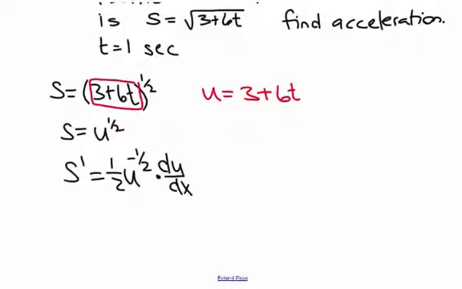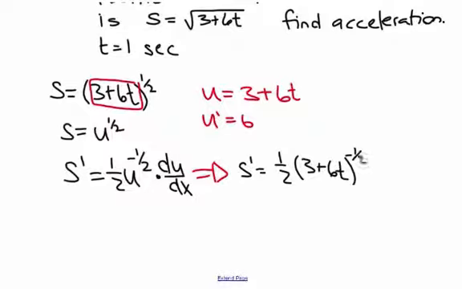And I'm going to rewrite my equation now with the u where the 3 plus 6t is. That gives me s equals u to the 1/2 power. Okay? Now take my derivative. The derivative of u to the 1/2 power is 1/2 u to the 1/2 minus 1, which is negative 1/2. So 1/2 u to the negative 1/2 times du/dt, and that's the chain rule part. We have to take the derivative of the u, and multiply by what that derivative is.